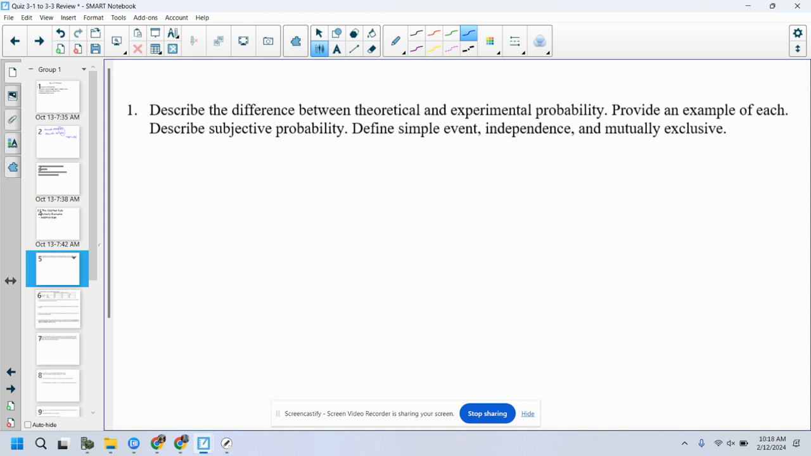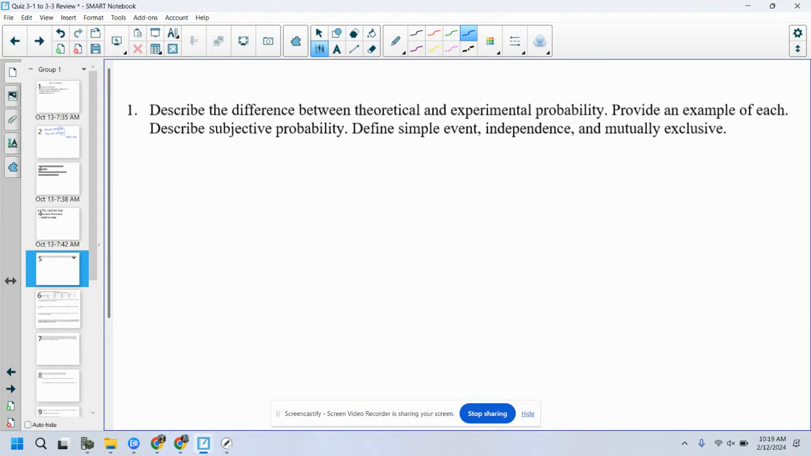Theoretical probability is not doing any sort of experiments, just the theory behind it: the number of outcomes that I could possibly have as a success divided by the total number of possible outcomes. The difference with experimental probability is that I have done some sort of research or project, and now I can tell probabilities based off of that. That is experimental probability. I've done an experiment.